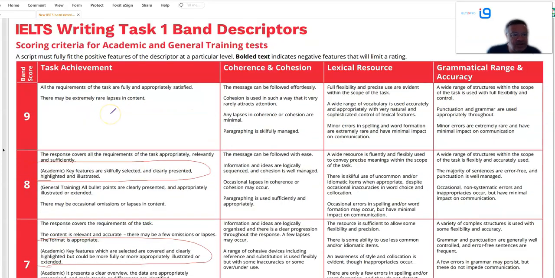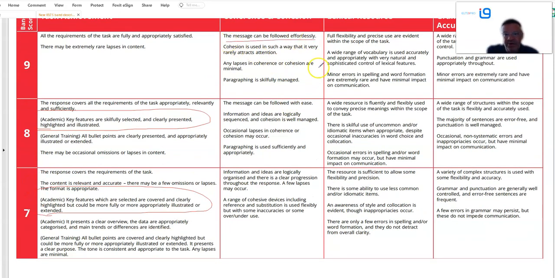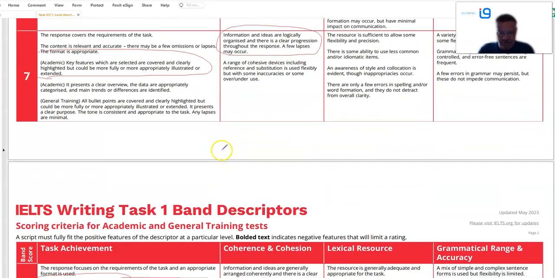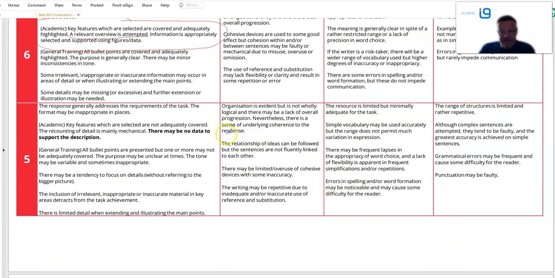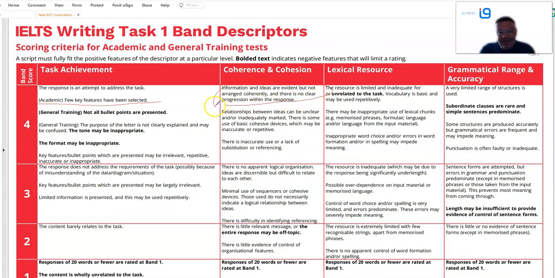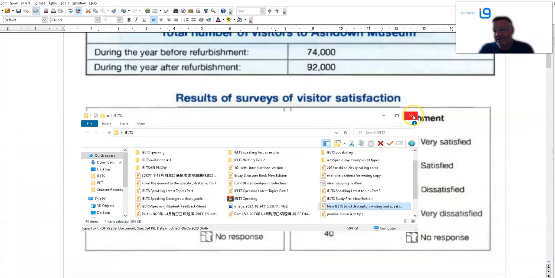How do you select the key features? Okay, so this is why I keep saying overviews are important. Message can be followed effortlessly. Well, message can be followed with ease. Well, in most of those it couldn't, because it's such a jumble. You've got this figure and that figure and this year and that year and this data. There's no logical progression. Look, information and ideas logically sequenced, logically organized, clear progression. Back to front, biggest to smallest, smallest to biggest. However you do it, it's got to have a logic and a progression. Yeah? If you don't, 5, not arranged coherently, 4, oh dear. So you can see why it's important to have a progression. You've got to have it. That's just how it is.